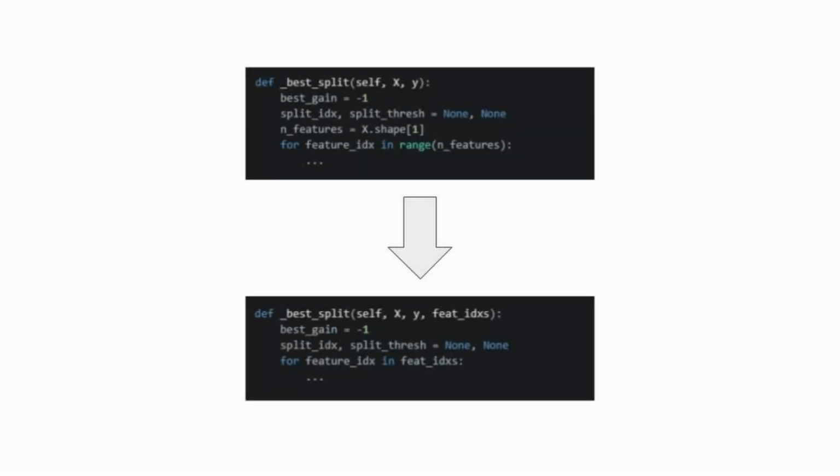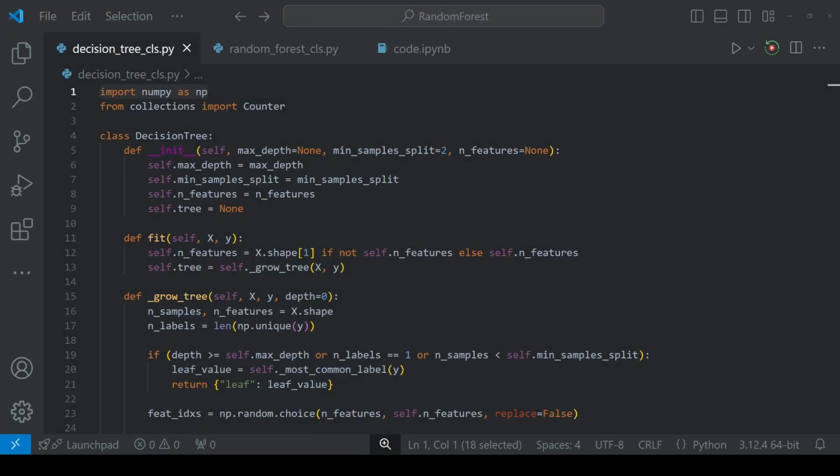In the growTree method, we randomly select the features to be used in building the decision tree. These feature indices are passed to the best split method. In the original version, all features were always used. The rest of the code remained the same.